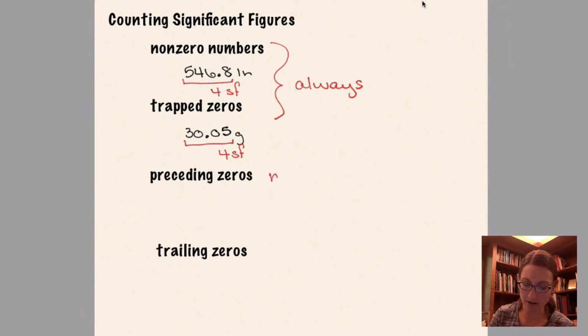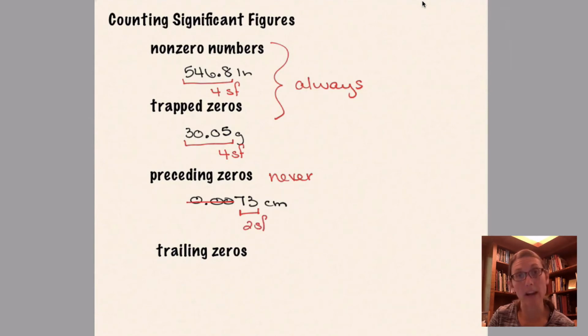Preceding zeros are never significant. So these are zeros that come before the first non-zero digit. So if I had a number 0.0073 centimeters, the zeros at the beginning are not significant. They are before the first non-zero number. Your first non-zero number is 7, and so that's where we'll start counting for significant figures. That only gets 2 significant figures.